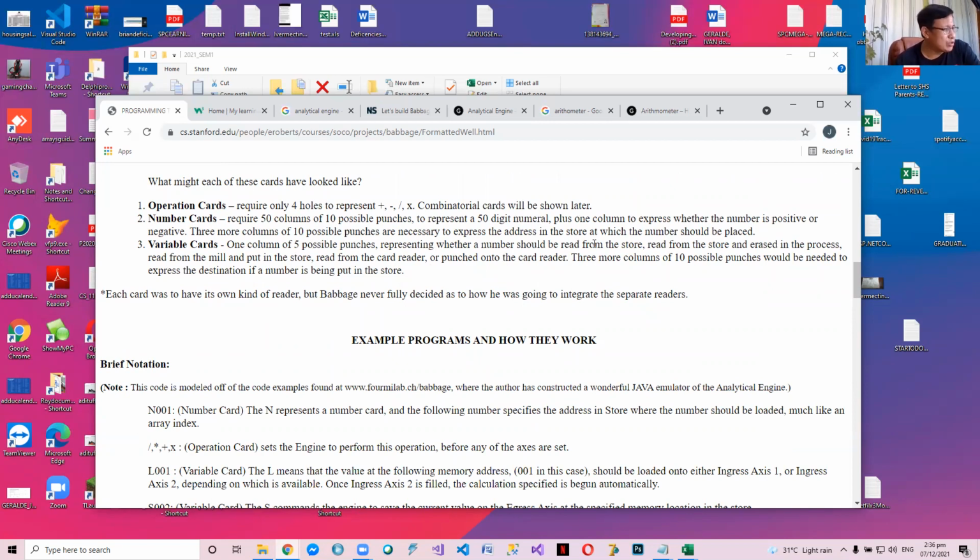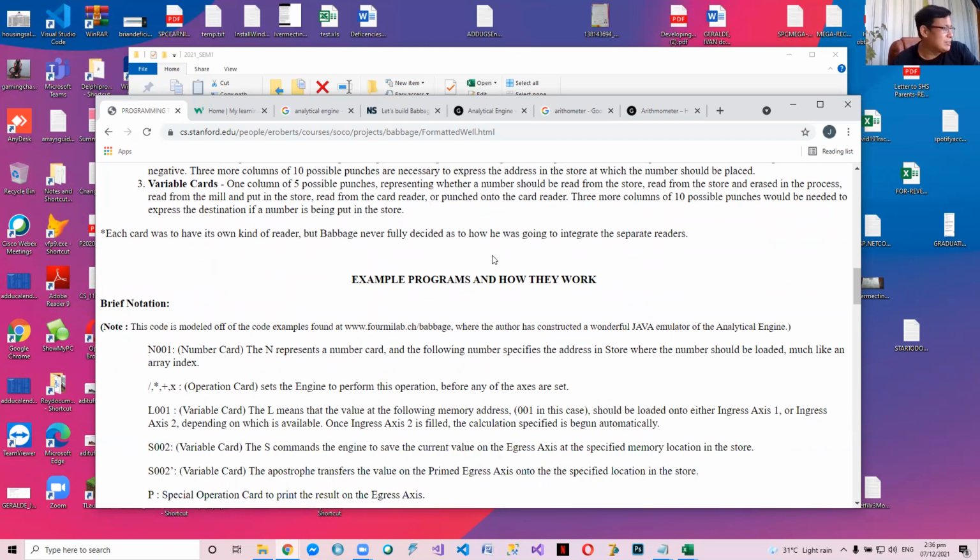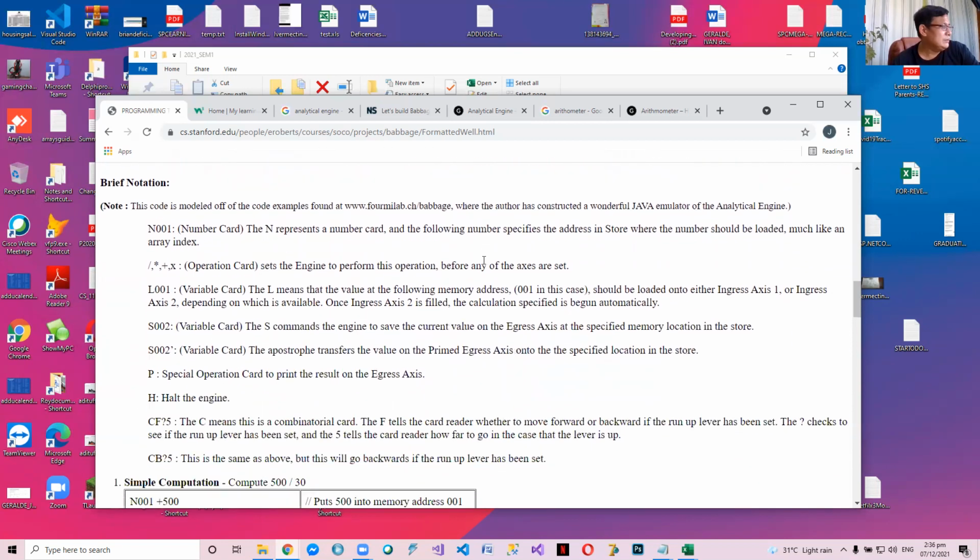A number read from the store. Read from the store and erased in the process. Read from the mill and put into the store, no? That's the third. And read from the card reader or the punch card reader and transferred to the mill. Okay? 3 more columns of possible punches would be needed. We'll have an example program, no? Okay?